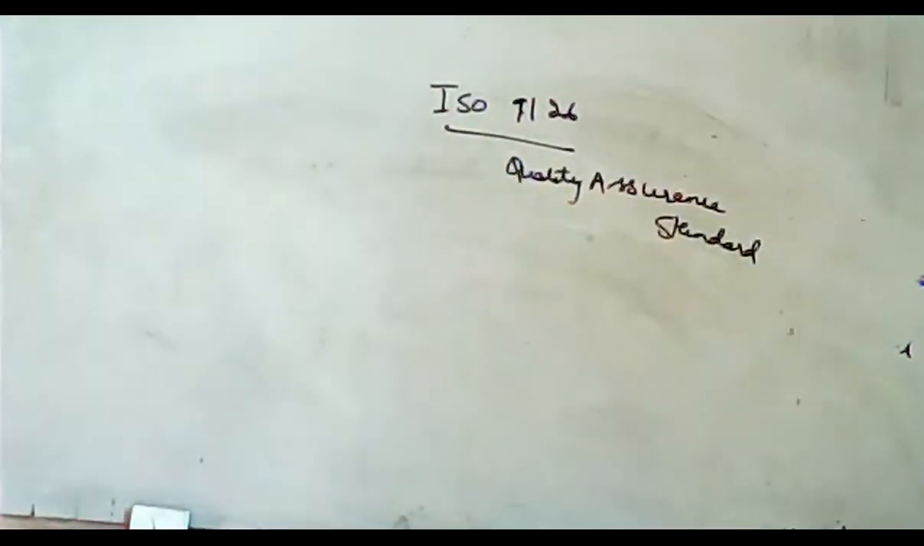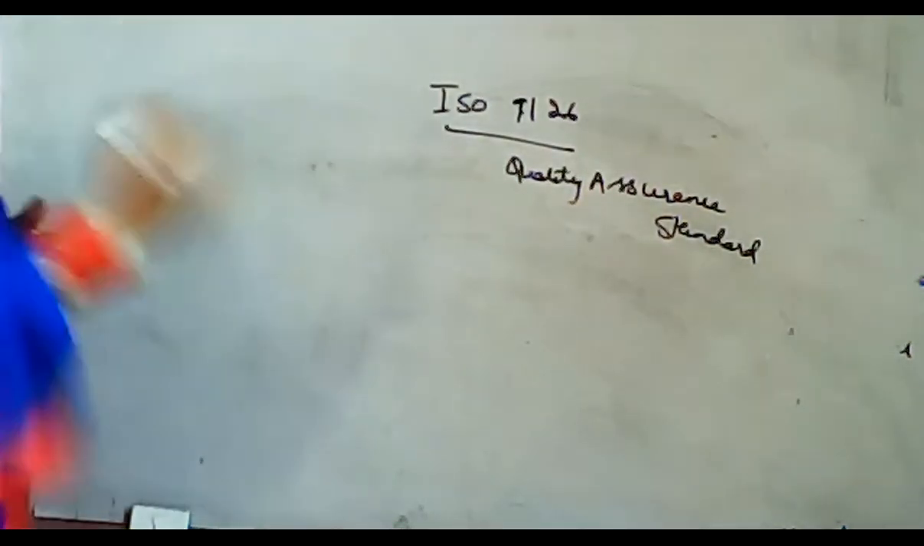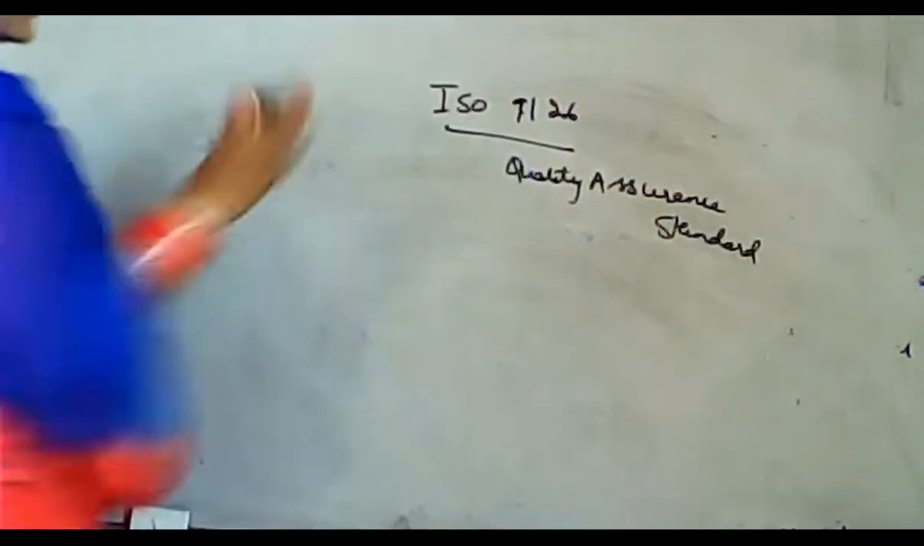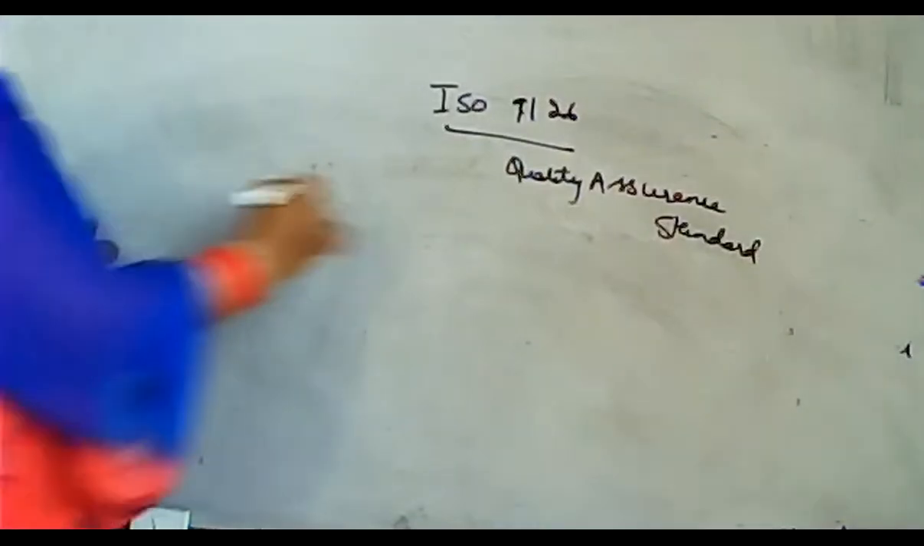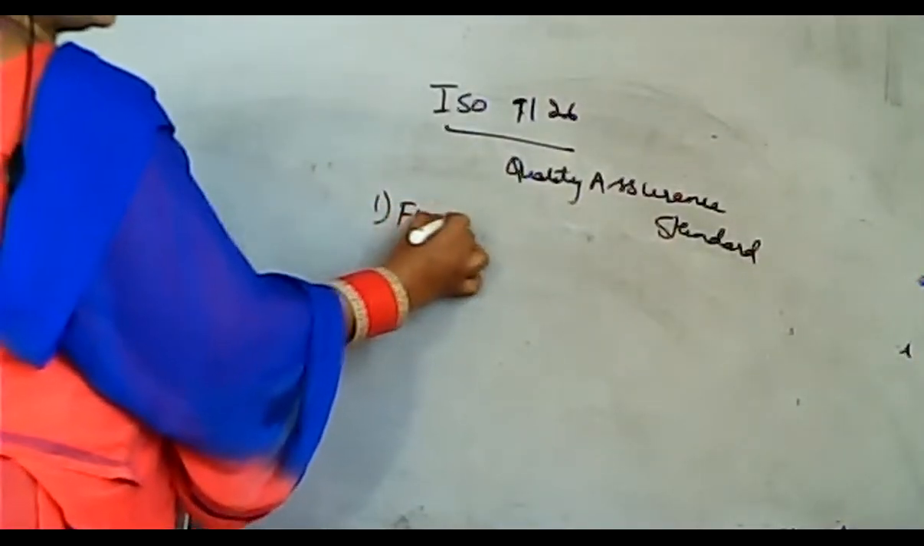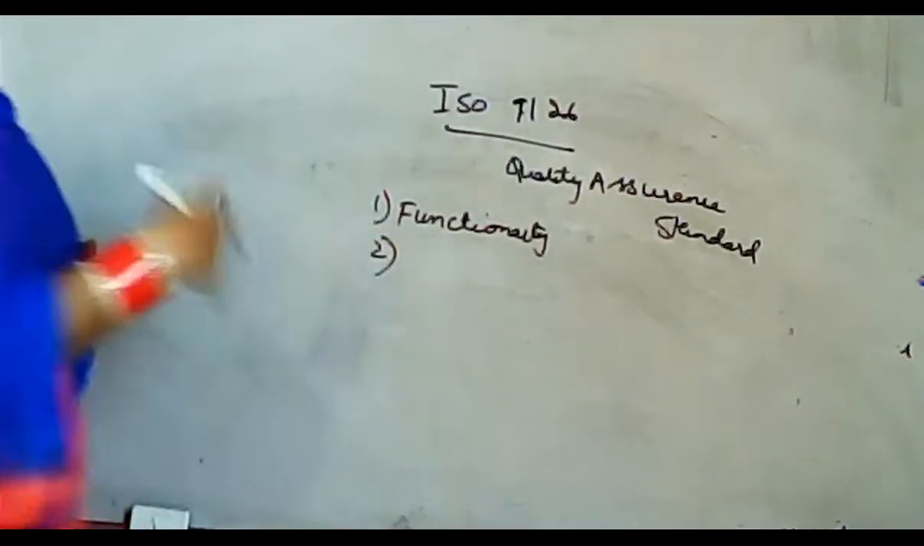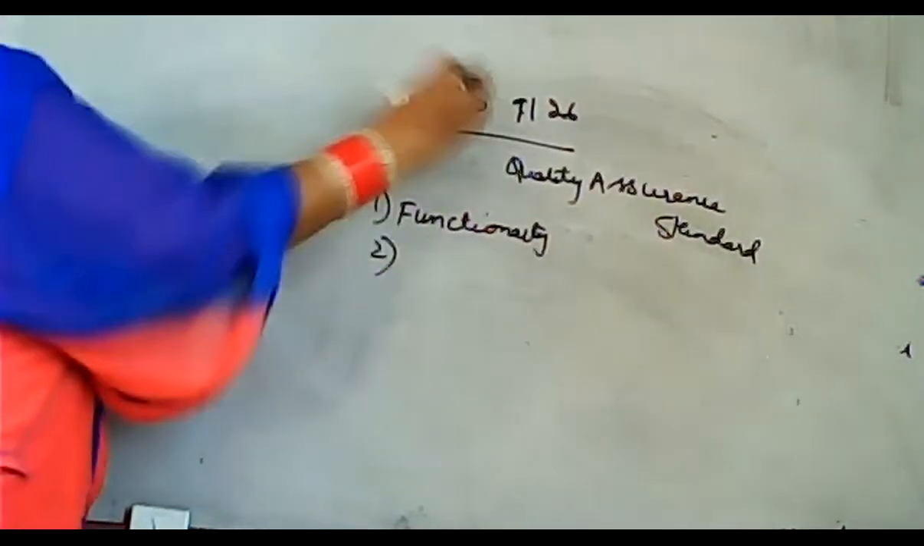So ISO 9126 has features associated like reliability, portability, functionality, usability, efficiency, maintainability. So ISO 9126 includes the six features. Those are functionality. You need to check the functionality of the software and conformance to ISO 9126 standard.